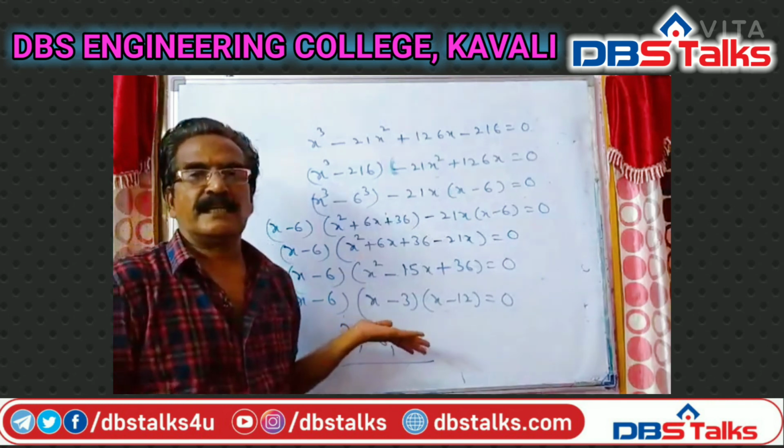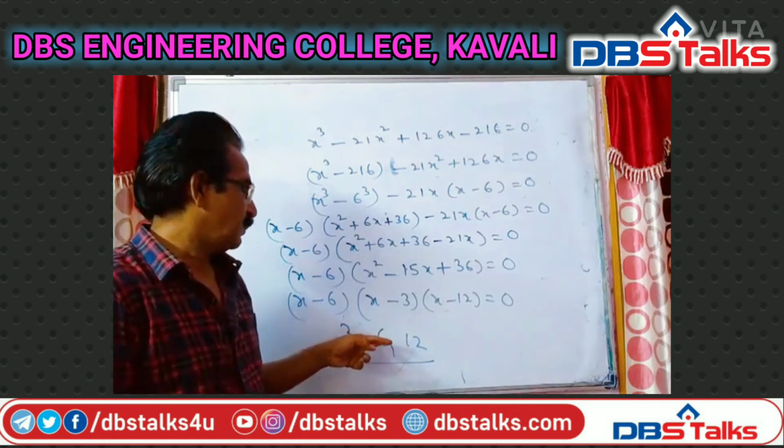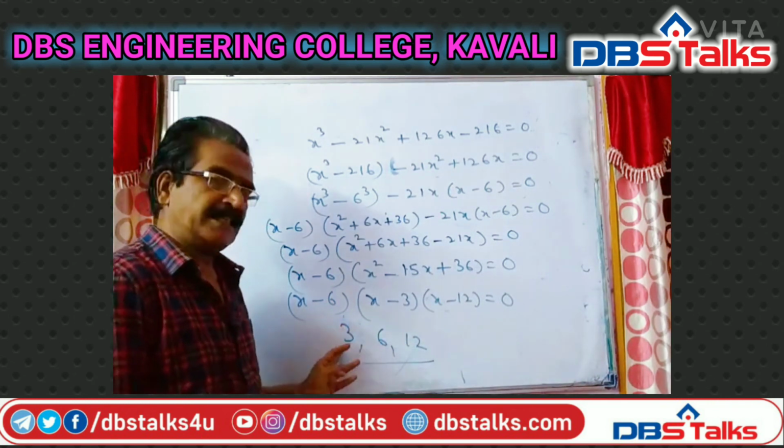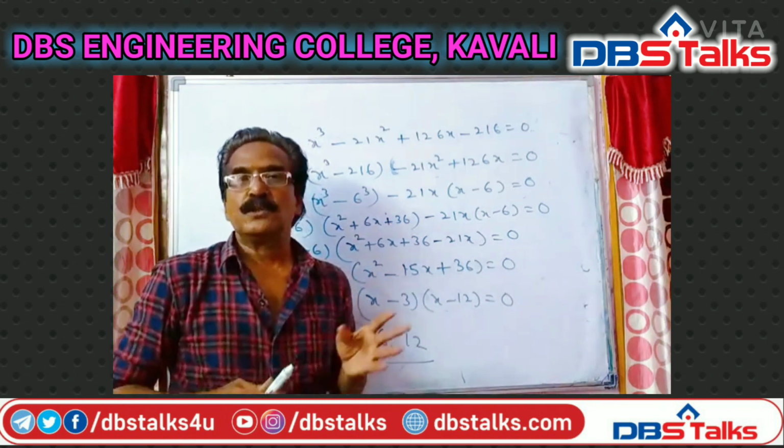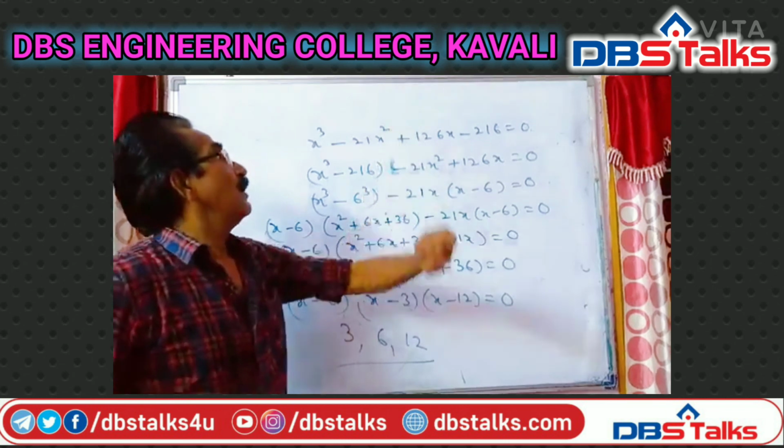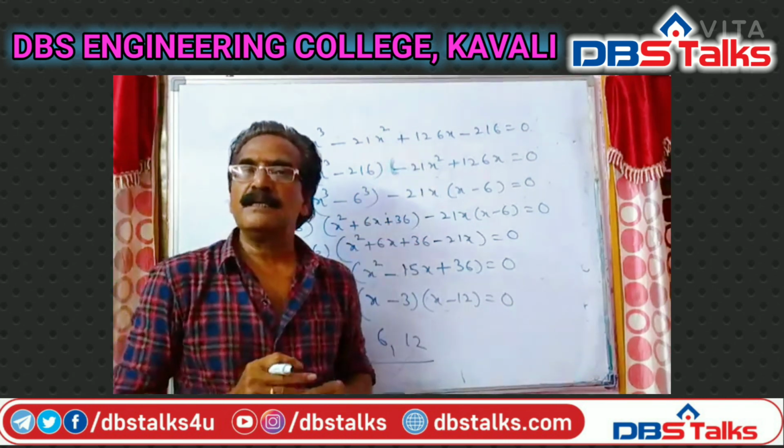These are clearly in GP. So the ratio is 6 by 3 equal to 12 by 6, that is 2. So the ratio of the roots is 2. So the roots of this cubic equation are in GP.